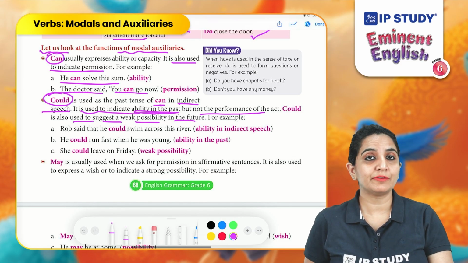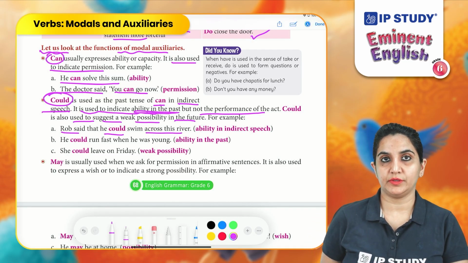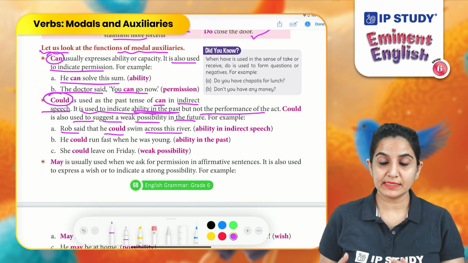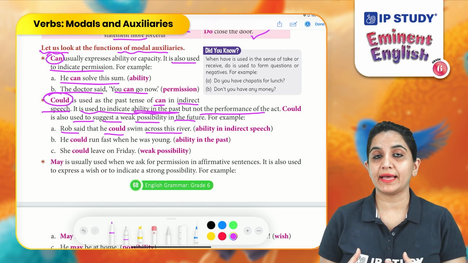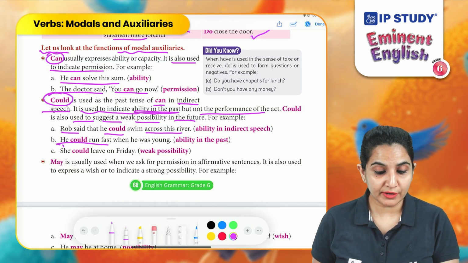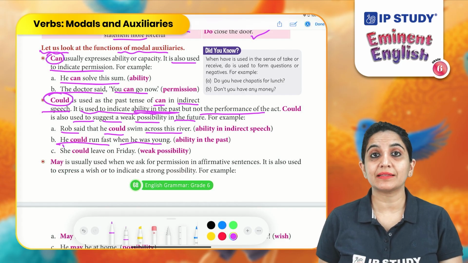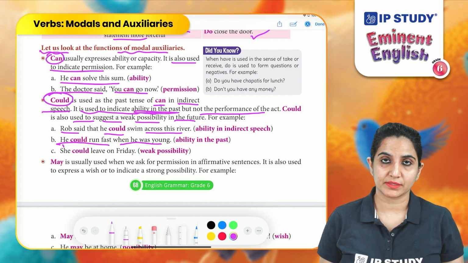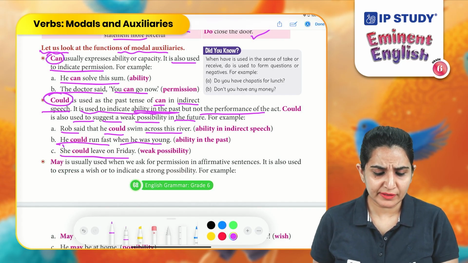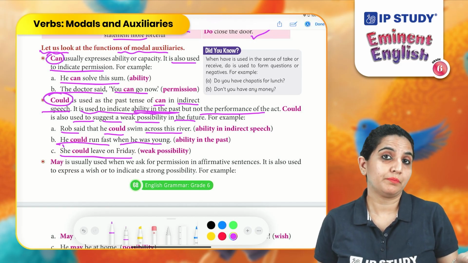Let us understand with some examples. Rob said that he could swim across the river. Right? Now this is the past tense of can in the indirect speech. He could run fast when he was young. Now this is expressing the ability in the past. She could leave on Friday. Now this is a weak possibility. She could or she might not, right?